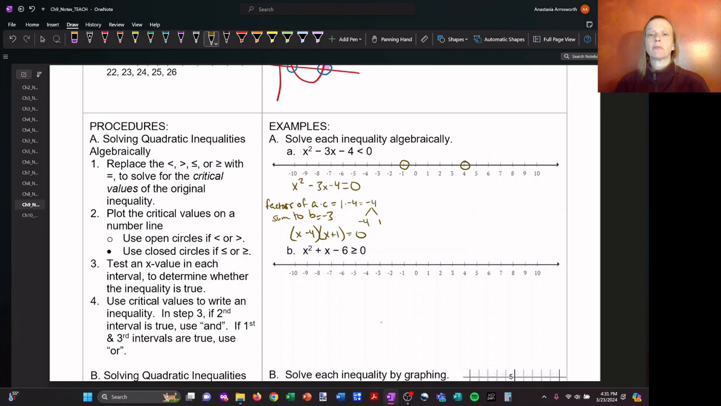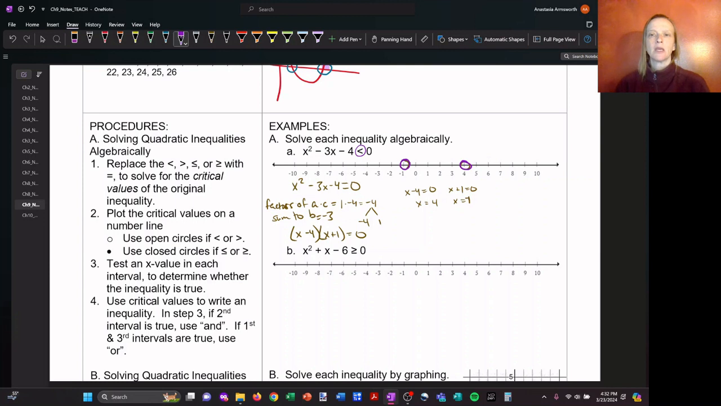Remember the zero product property. If the quantity x minus 4 times the quantity x plus 1 equals 0, then either x minus 4 equals 0 or x plus 1 equals 0, and therefore x equals 4 or x equals negative 1. Now, notice that I made both of these open circles because there's a less than sign here, not a less than or equal to sign. If there were an equal sign here as part of the inequality, I would color in those circles.